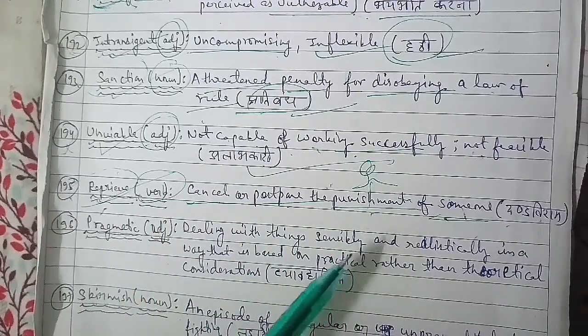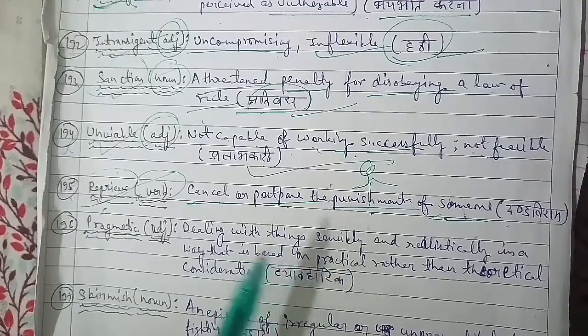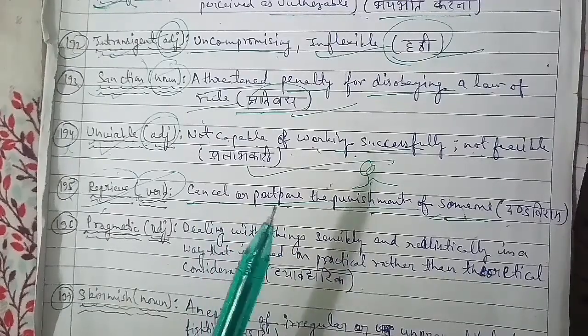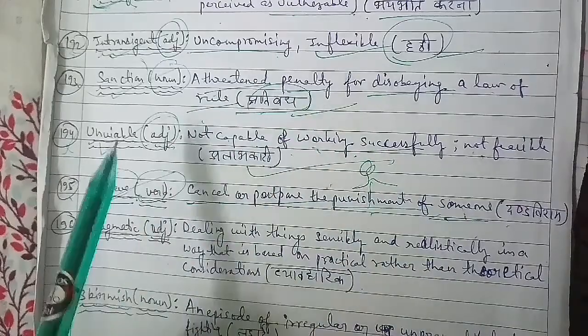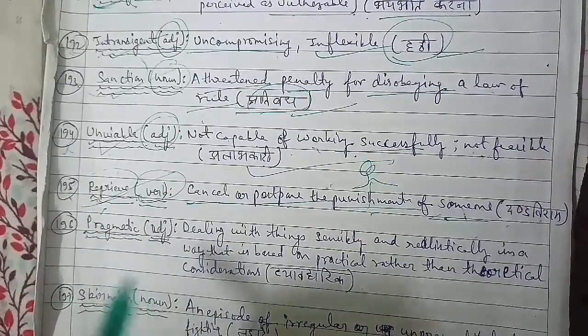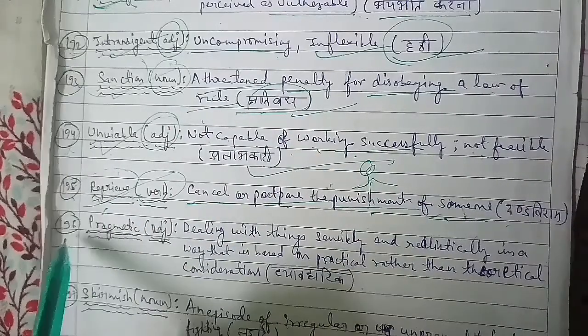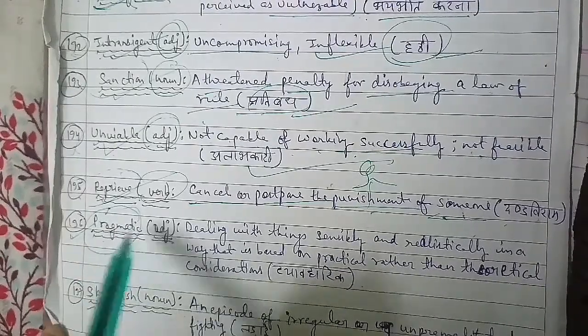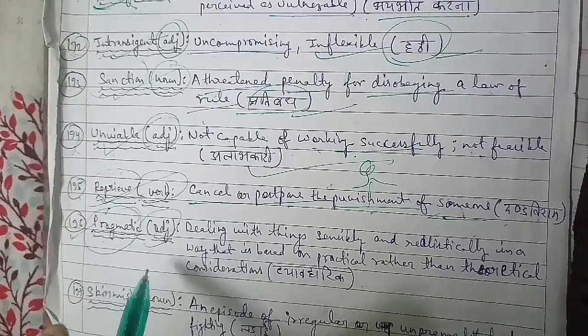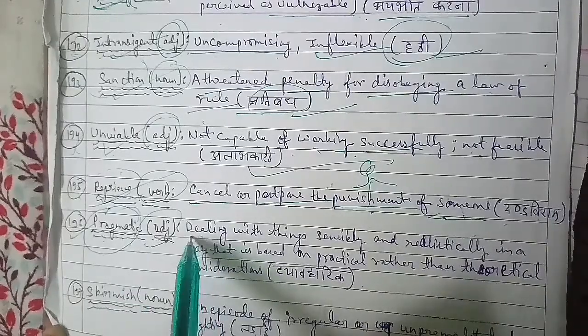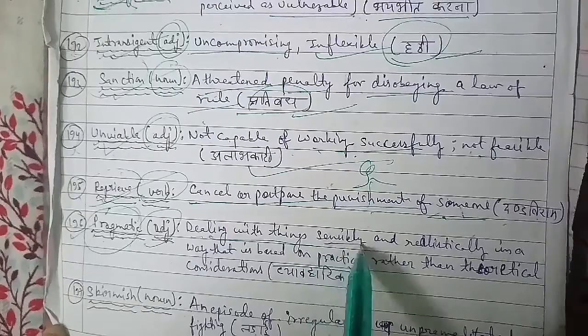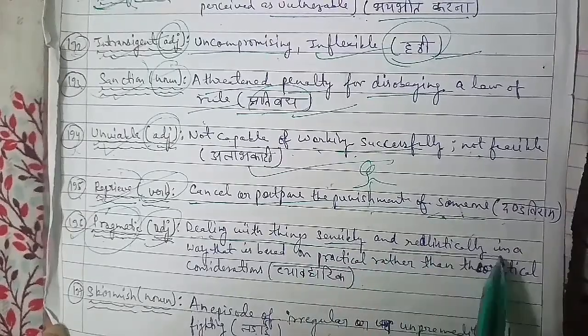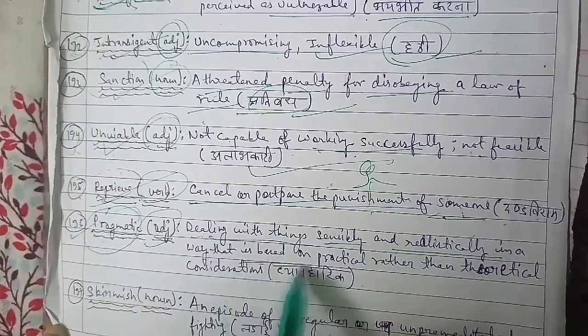Okay, now moving on to the next word that we have here, 196 word, and that is pragmatic. Pragmatic is a word that is used as adjective, and the pragmatic word meaning is dealing with things sensibly and realistically in a way that is based on practical rather than theoretical consideration. That is vyavaharik hona, that in that case you can use the word pragmatic there.